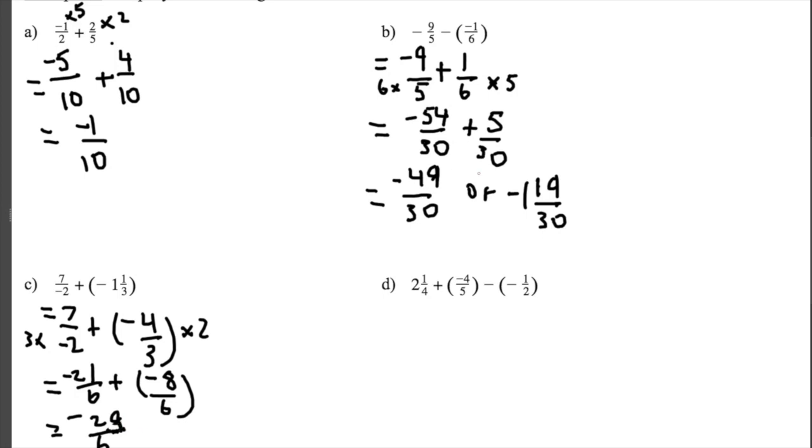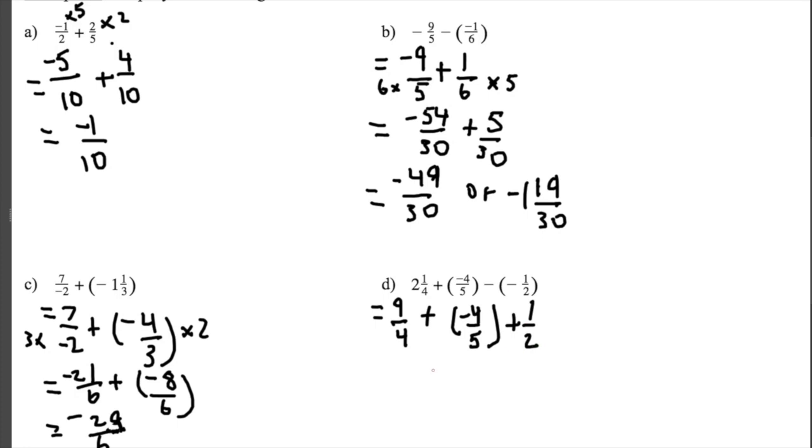Okay, so now we're going to D. So from here, again, we're going to change the mixed fraction into an improper fraction. So 4 times 2 is 8, plus 1 is 9. So it's actually 9 over 4 plus, I get negative 4 over 5. And then we're going to deal with the 2 negative signs here. This becomes positive 1/2.